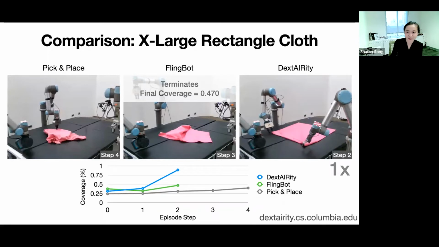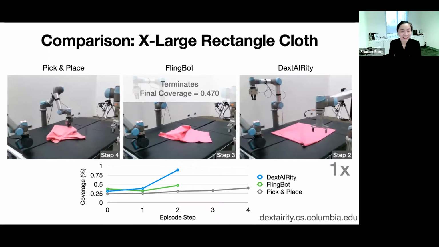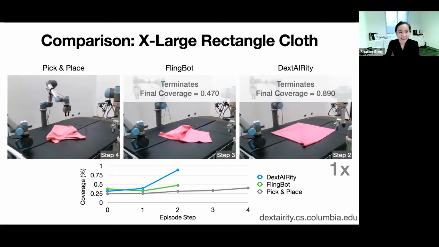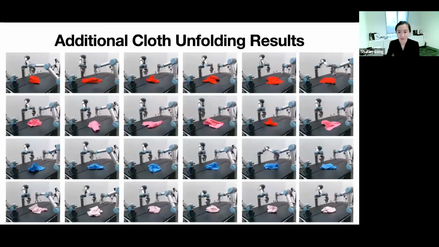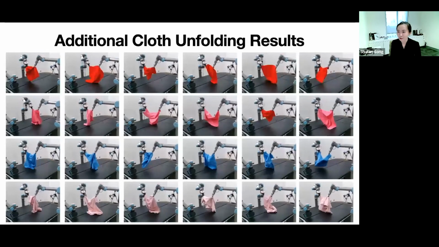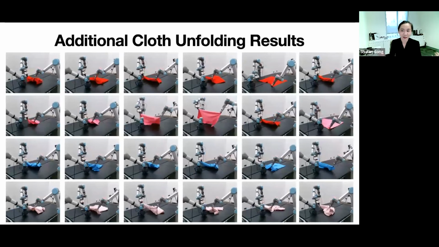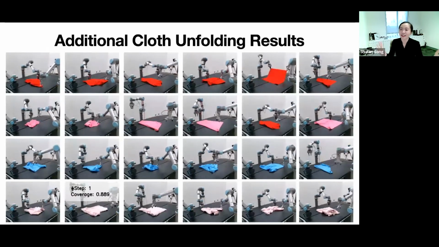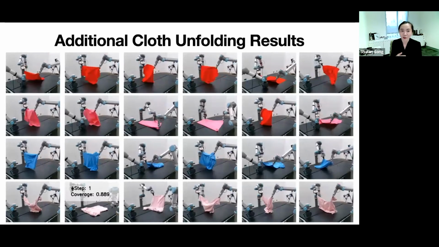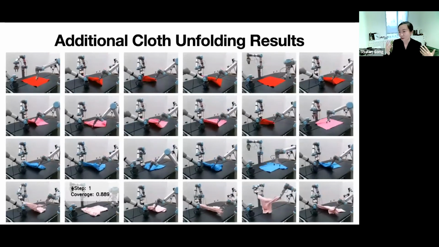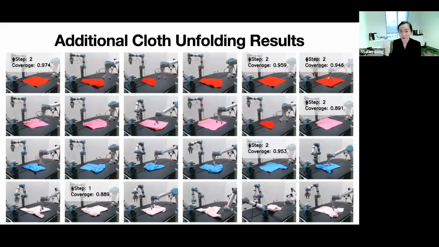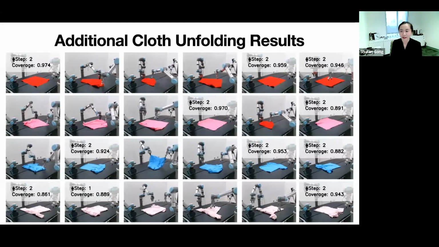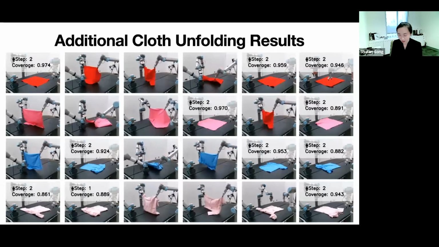Okay, it's fully unfolded. Beautiful. So here are more results of the system in action. Again, you can check out the project webpage for all the results and comparisons and all the videos. Similar to Flingbot, the system is able to generalize to different garments and cloths with different shapes or geometries, and we only trained on rectangular cloth.